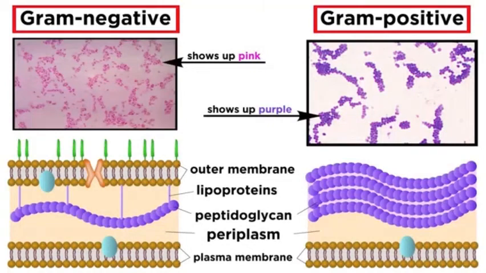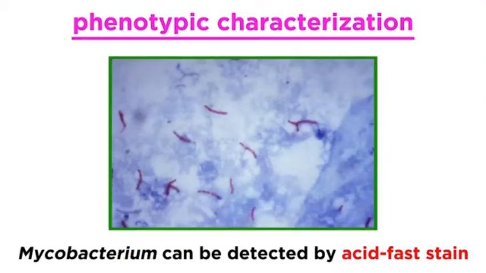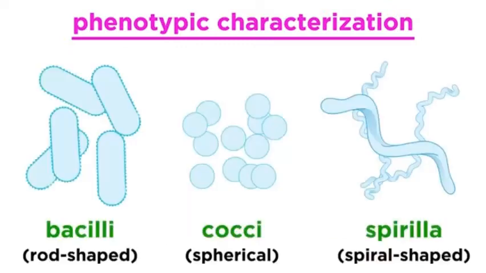Even just separating bacteria into gram-positive versus gram-negative can tell us a lot about how they might behave. Certain microbes have unique staining characteristics, such as the genus Mycobacterium, which can be detected by an acid-fast stain. Another example involves identifying the shape of individual organisms under a microscope, which will be either rods, cocci, curved, or spiral.